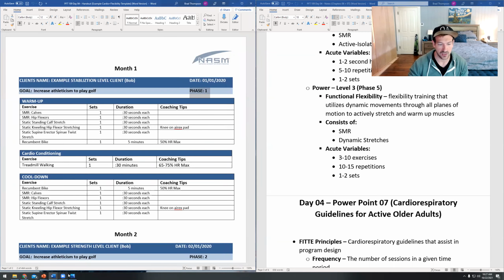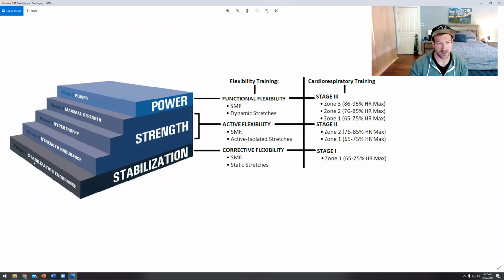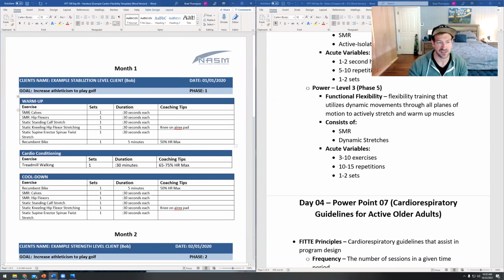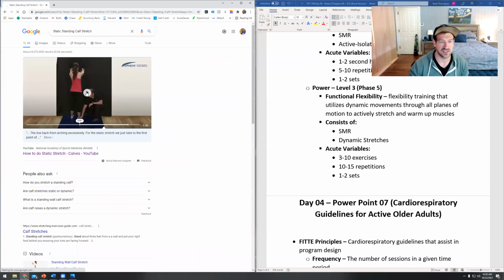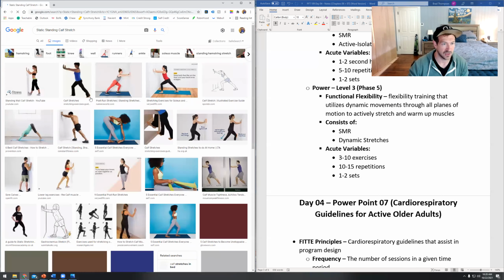because he's in phase 1, look at my staircase, that means he's in level 1, which means he's going to get corrective flexibility, which means I should be picking SMR and static stretches, which is exactly what we did. So we're going to SMR his calves, we're going to SMR his hip flexors, then we are going to do a static standing calf stretch, which, if I look that up, and you'll find that in your book, is this one. In fact, here's an awesome video showing how to do it.